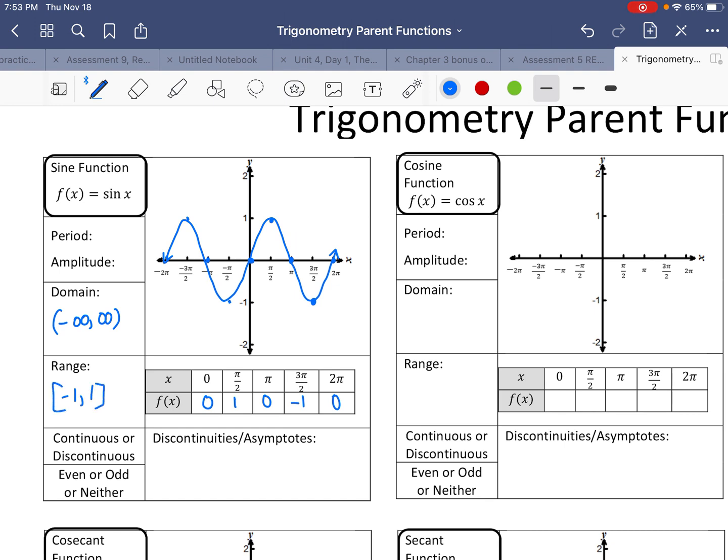It is continuous everywhere. So this thing is totally continuous. It just keeps going, going, going for any x value. Is it even, odd, or neither? So let's look at this. Everything on the right is opposite of what's happening on the left. So if you remember, that is called an odd function. Because when you go to some place on the right, you get the opposite of if you went to the left. Any discontinuities or asymptotes? None on here. Sine and cosine are very simple that way.